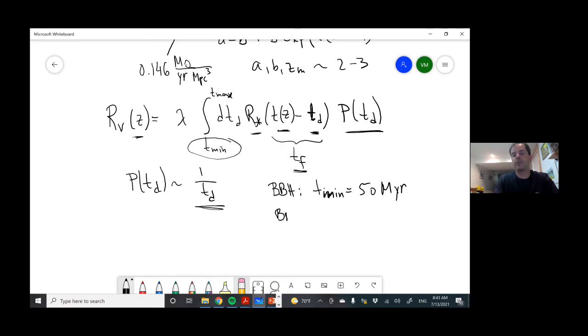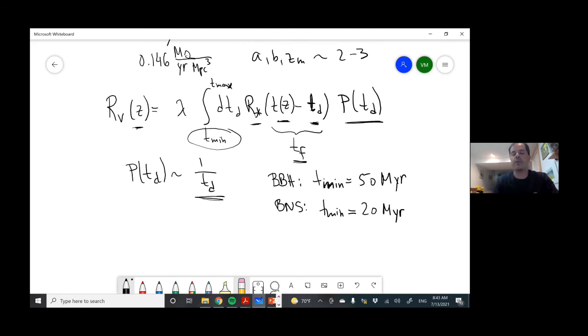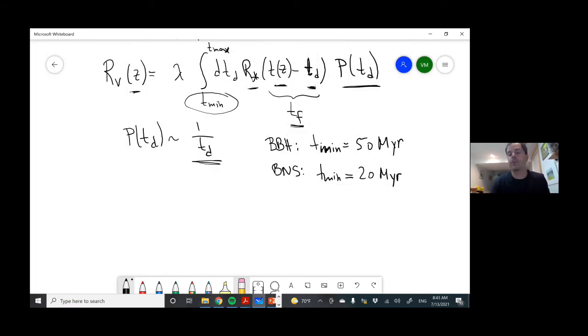And for the binary neutron star, we assume it to be 20, I believe. Let me just double check. Yeah, 20 megayear. These are also basically guesses. But again, they're consistent with population synthesis studies.